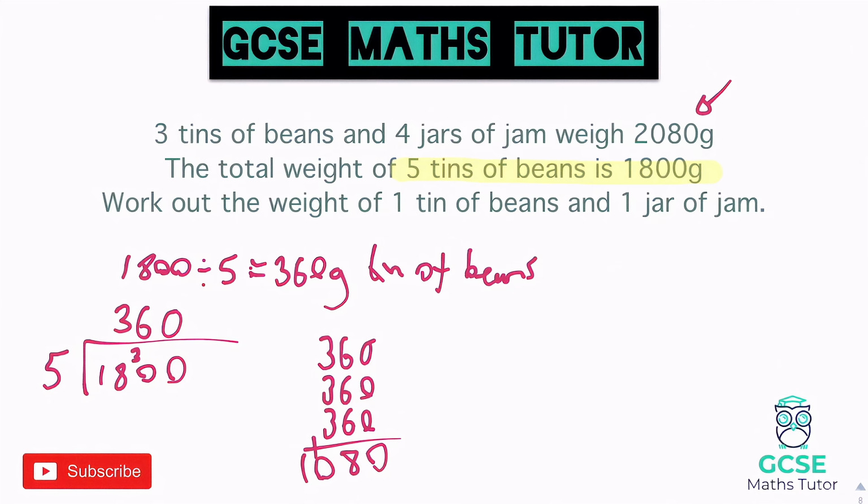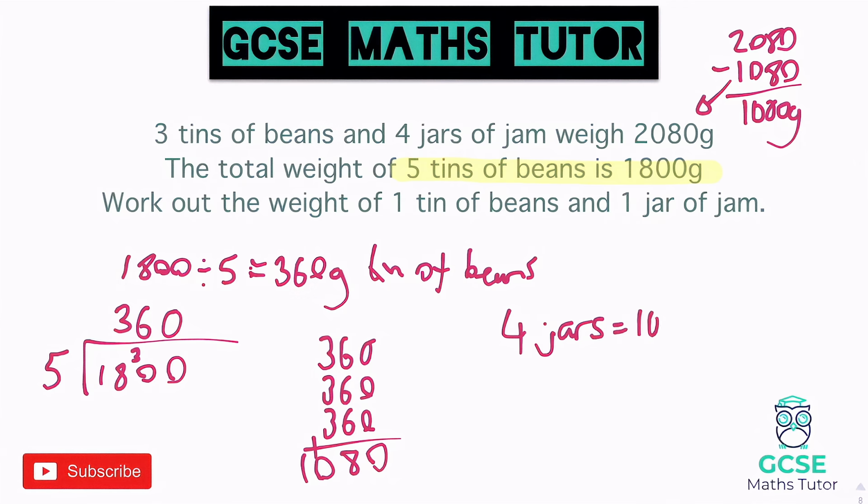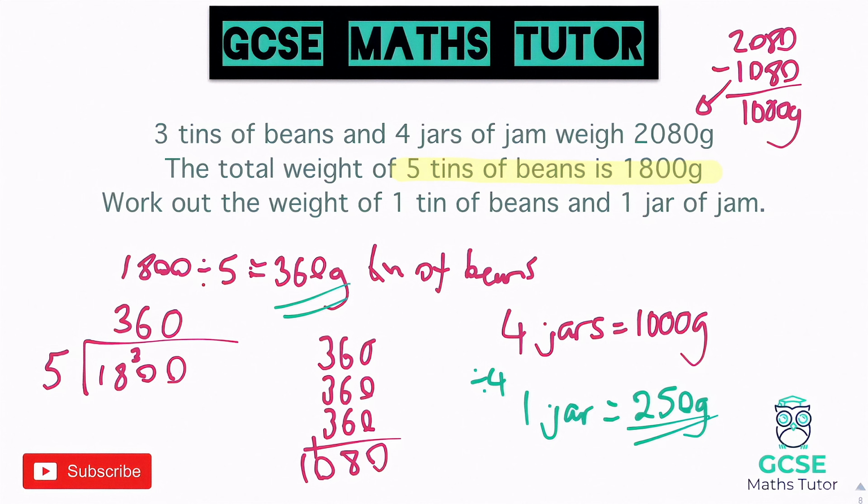So if we subtract that away from this original amount, so 2,080 take away 1,080, that leaves us with 1,000 grams. So those 4 jars of jam, so 4 jars equals 1,000 grams. And we want to know the weight of 1, so we can divide that by 4, and it gives us 1 jar equaling 250 grams. So there we go, 1 jar is 250 and 1 tin of beans was 360.